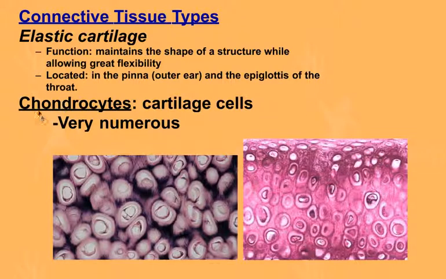Now, in cartilage tissue, the cells are called chondrocytes, and the chondrocytes also live in those little cavities called lacunae, just like your bone cells did in the osseous tissue. With elastic cartilage, the chondrocytes are going to be very numerous, and you can see in this picture that there are lots and lots of cells, and they're kind of close together.